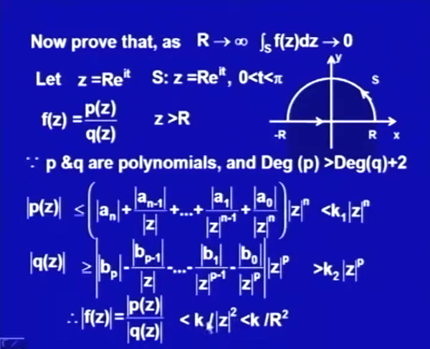Now, when mod z is greater than r, we know 1 upon mod z squared would be less than 1 upon r squared. So, we say this is less than or equal to k upon r squared. Now, we know as r is approaching infinity, k upon r squared would approach 0. So, we have found that when mod z is greater than r, my function f(z) is bounded by a constant.